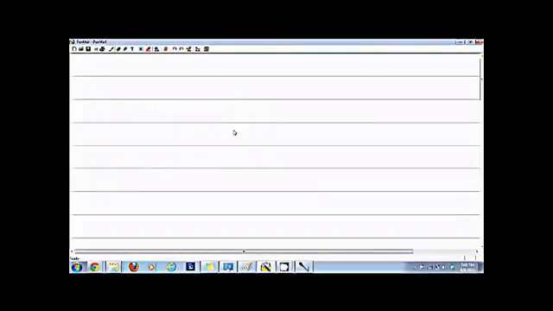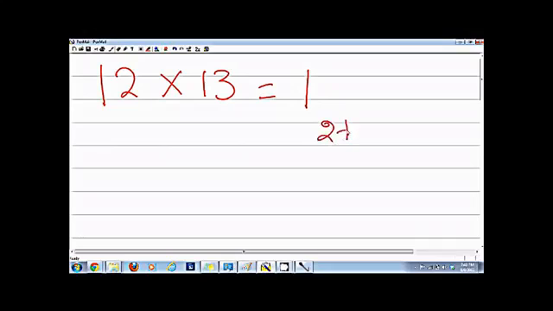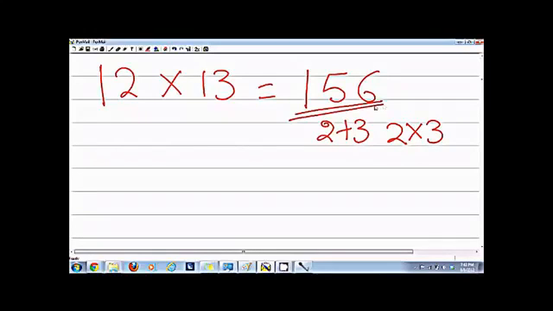Thank you. Now we are going to show you how to multiply two-digit numbers which are close to 10 quickly in your mind without using a calculator. For example, if I have 12 and I want to multiply by 13, I will write 1, and then add 2 plus 3, that is equal to 5, and then multiply 2 and 3, that is equal to 6. So my answer is 156.